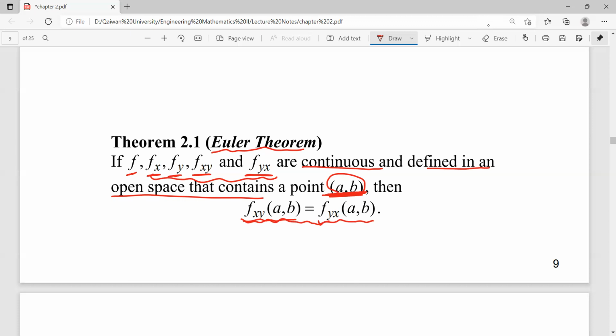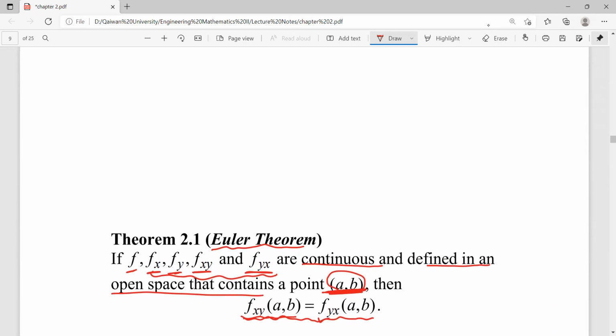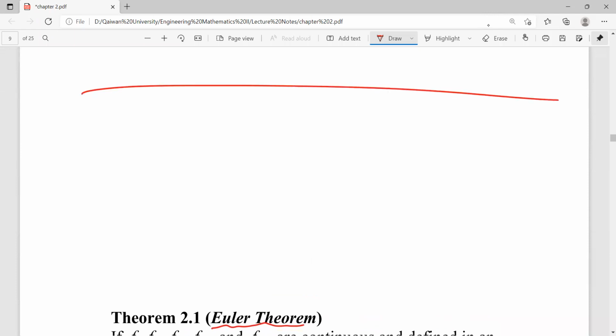We can change the order for continuous functions. If it's not continuous, we cannot do that. Okay, for continuous functions, f sub xy equals f sub yx. Let's say an example. I'm going to write down an example here.